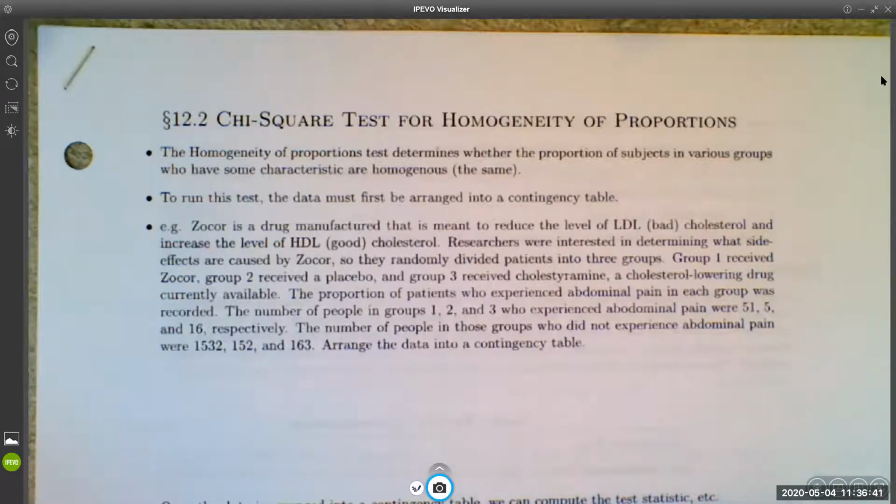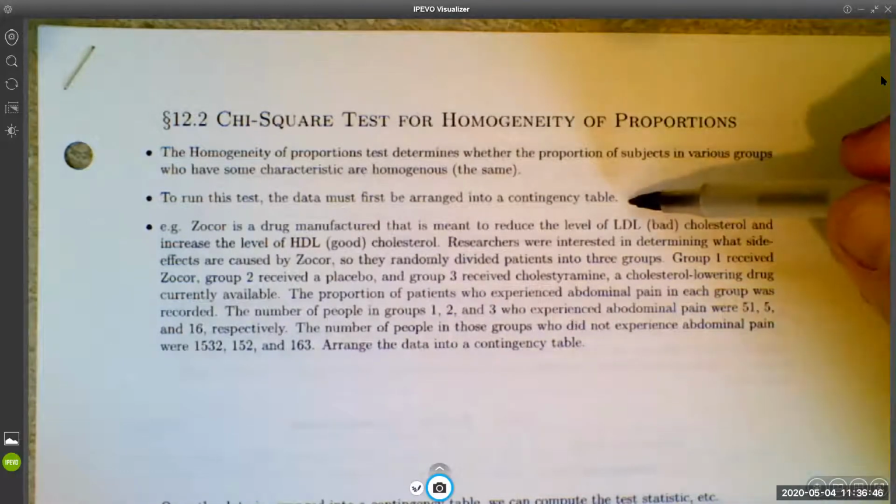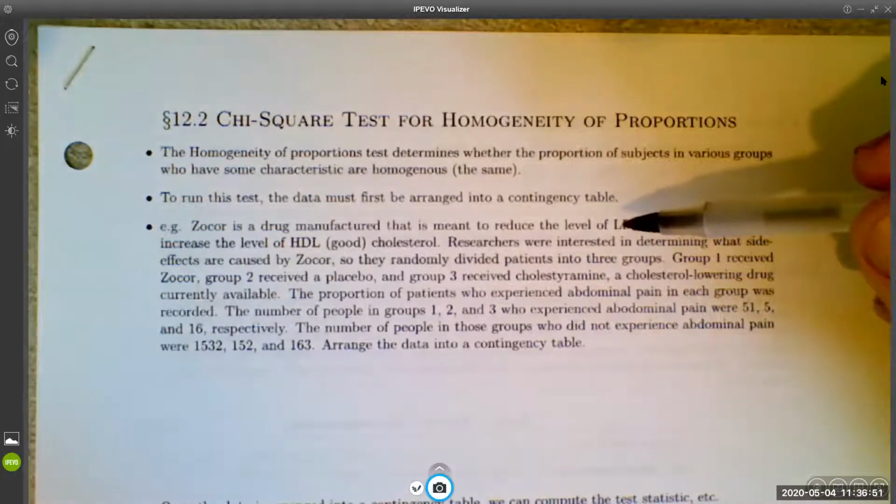To run this test, we first arrange the data into a contingency table, and we have some practice doing this because we've already looked at 12.3, back when we were talking about testing 2 proportions.